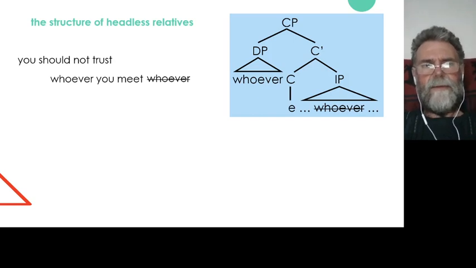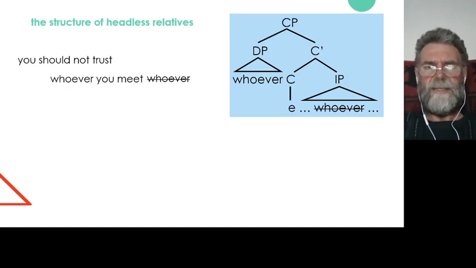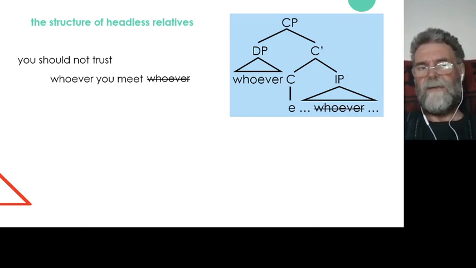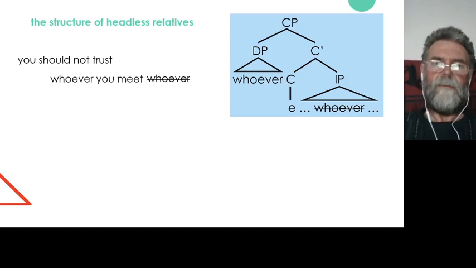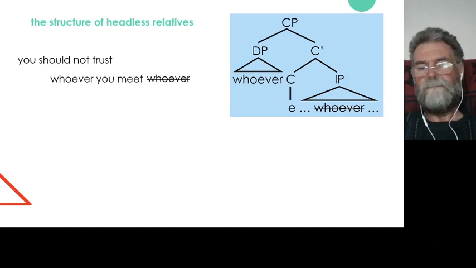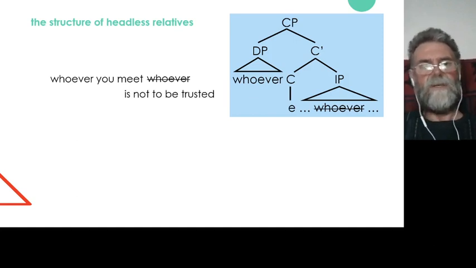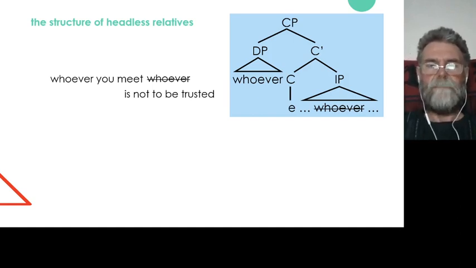However, that would suggest that this kind of clause is just a CP. And that is not too disastrous a conclusion, because we find these kinds of clauses in the kinds of places where you can find CPs. So, for example, you can get this headless relative in the object position or the complement position of a verb like to trust. So you should not trust whoever you meet. You can also find them in subject positions, as in whoever you meet is not to be trusted. And these are two positions where you can find clauses.